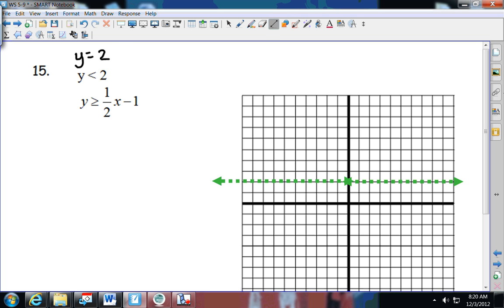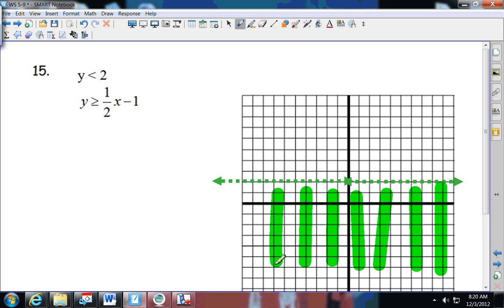Because it's not equal to, it has to be a dashed line. Now the shading, do I shade above or below? This symbol is less than, so I will shade everything below. Okay, so there's everything below.